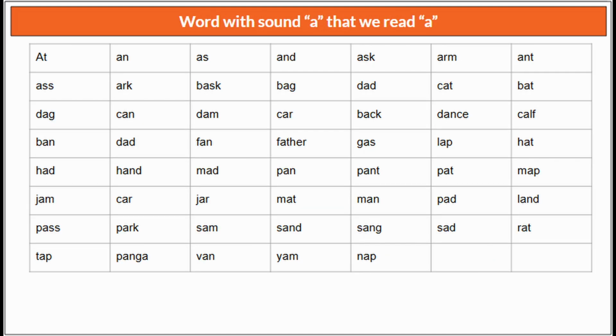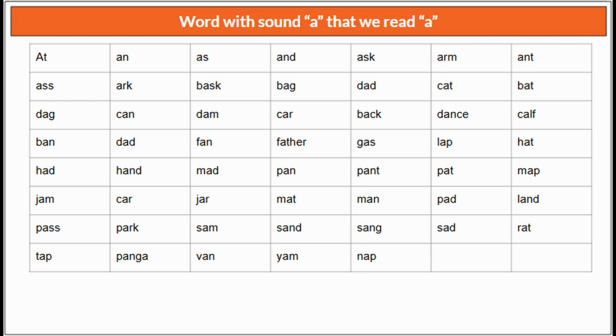We are going to see words with the sound A, where we read A. It is here. So we have at, an, as, and, ask, ant, and so on. Before I continue reading this, let me tell you this.